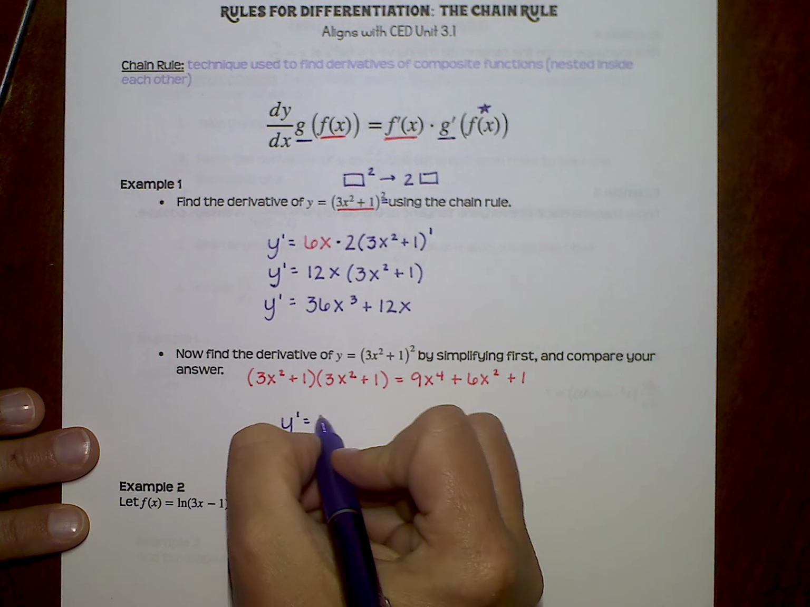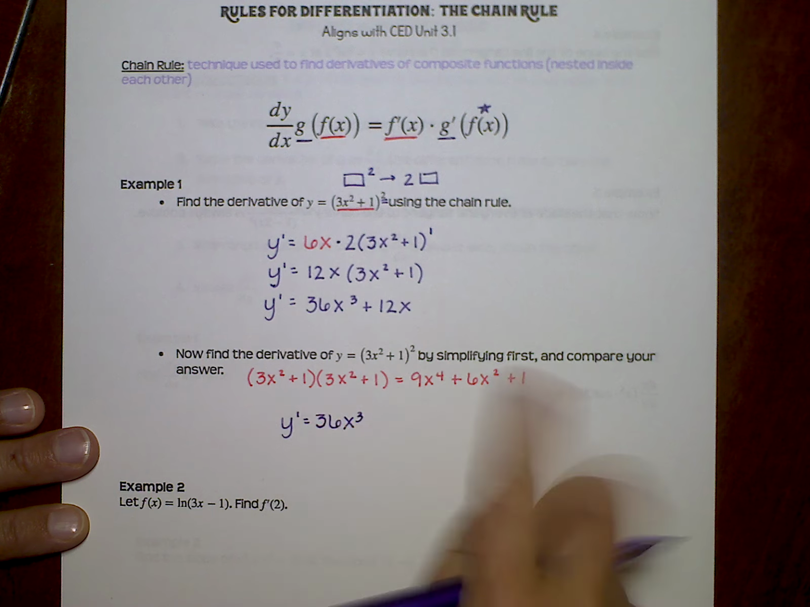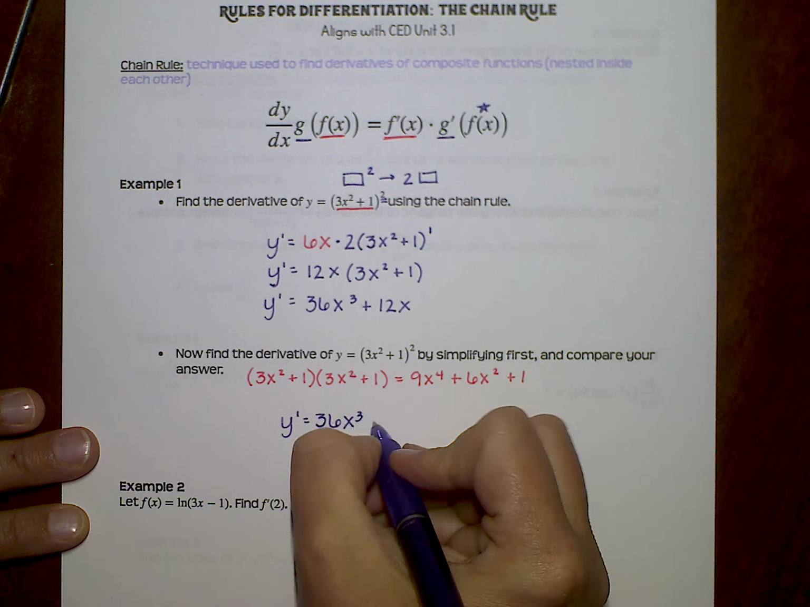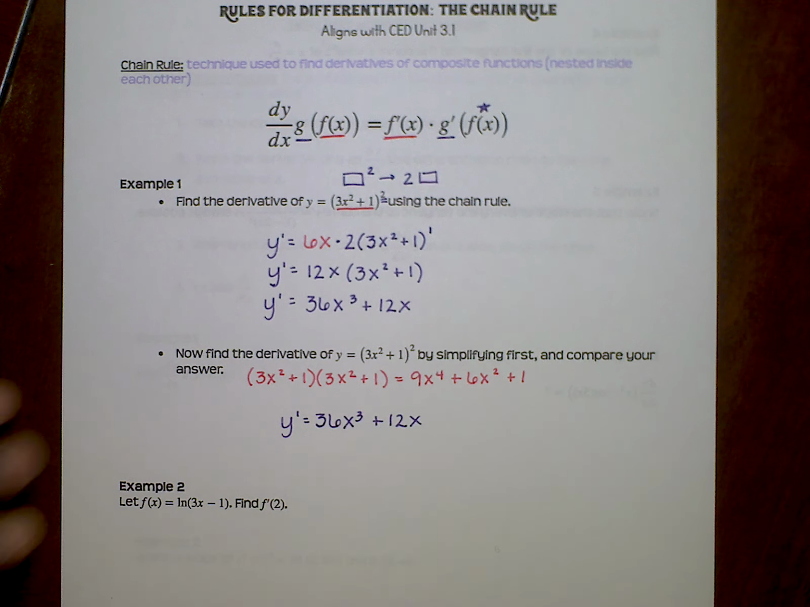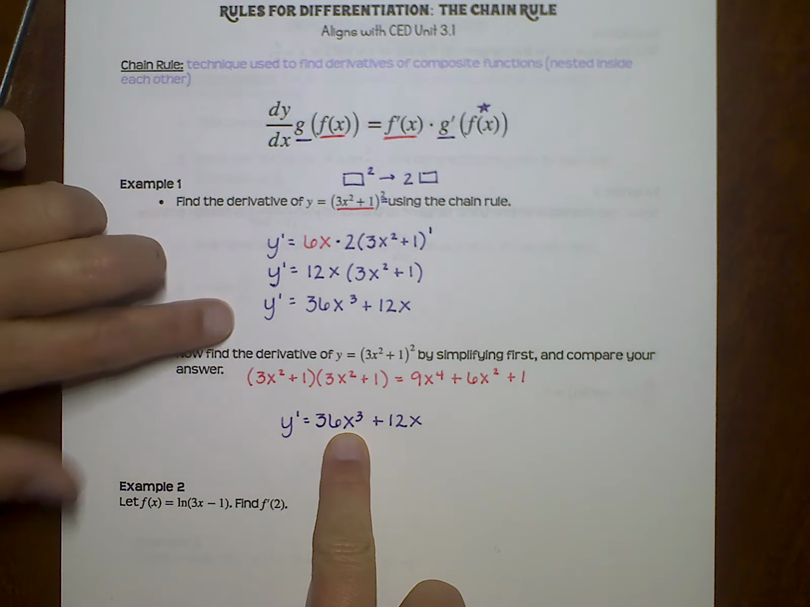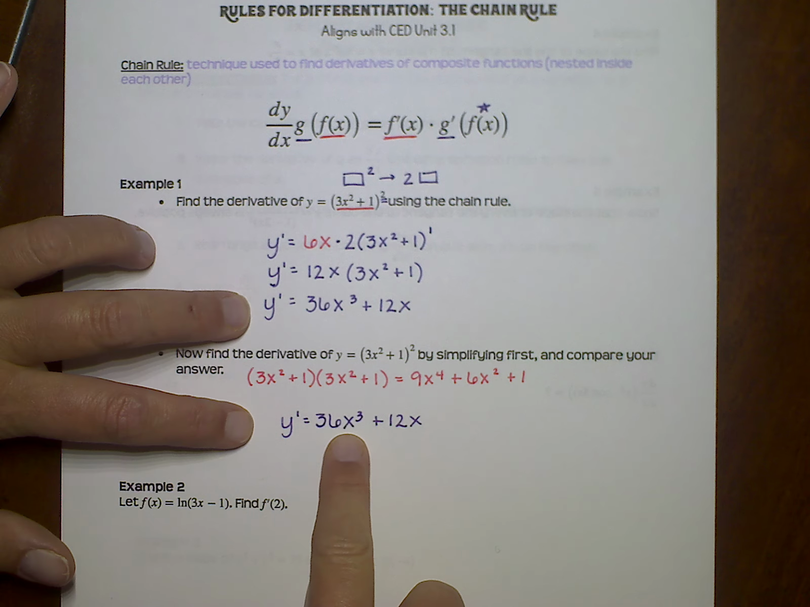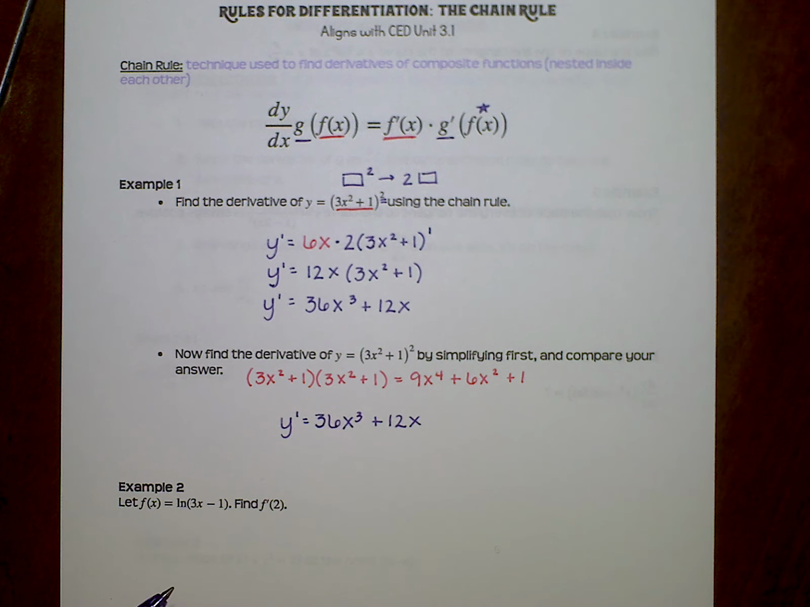And so now when I go find the derivative of that, 9x to the 4th, that would give me a 36x cubed. 6x squared would give me a 12x. And the plus 1 goes away when we take a derivative. And so that's what we have. And so what I want you to notice is that these answers came out the same. And so I'm not going to do a true proof of the chain rule for you, but I just want you to be able to verify that, like, look, this does indeed get me to the right answer.